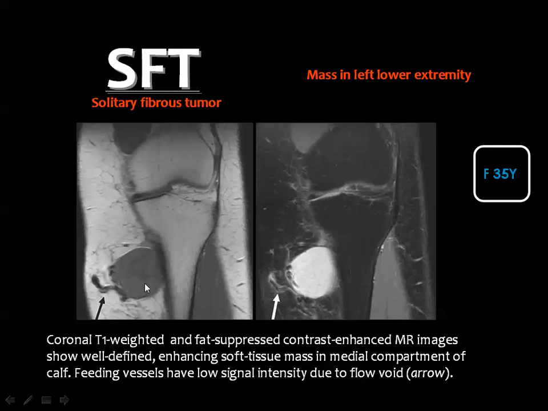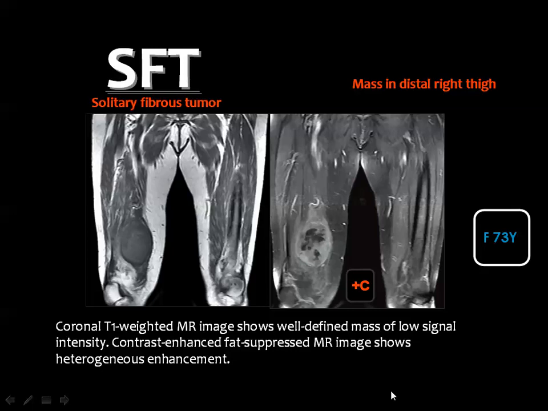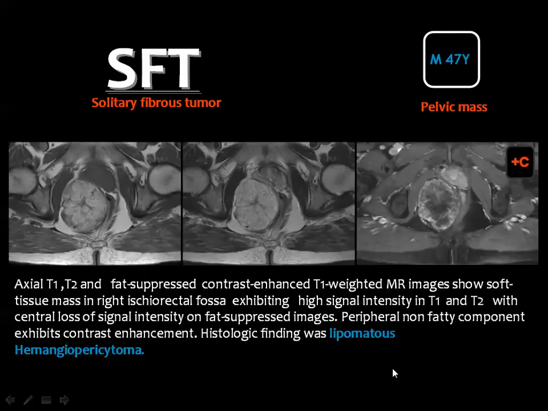The lesion showed low signal in the T1 and it shows significant contrast enhancement in this T1 fat suppressed image. This arrow points to a vessel which is directed to the tumor, and this is one of the helpful diagnostic signs because these lesions are usually hypervascular. Then here you see a solitary fibrous tumor in the lower part of the thigh, and after contrast injection, you see the heterogeneous contrast enhancement.